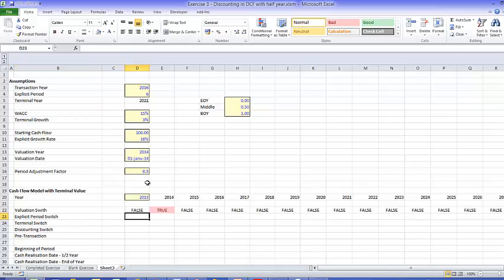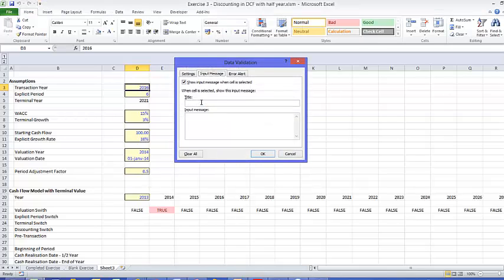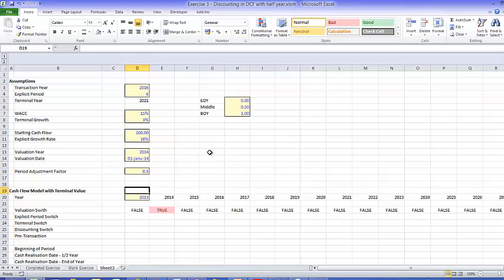Now, the next one's more important. For the explicit period, that goes from 2016 to 2021. This one is the year cash flows begin. That's all that is. So we want to go from 2016 to 2021. So let's put an AND function and always begin with the year. That took me so long to realize, and it's so obvious with hindsight.